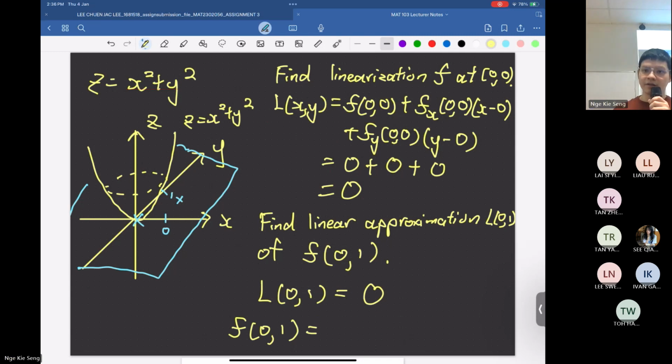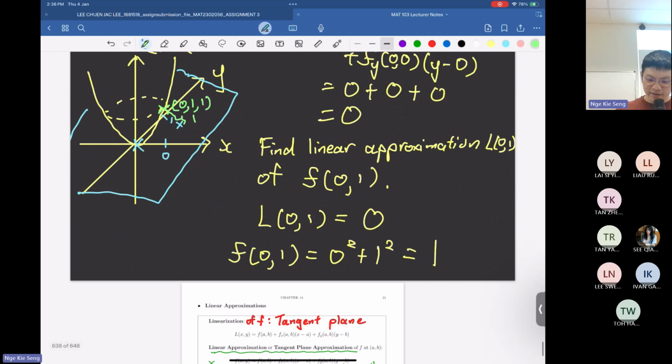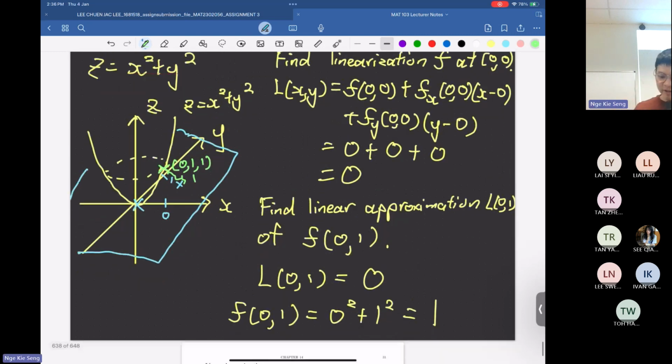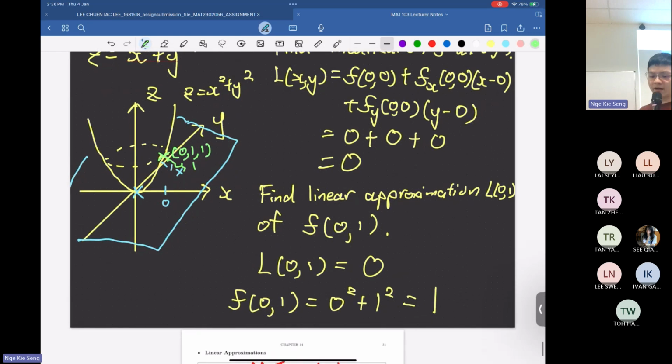What is f(0,1)? 0 squared plus 1 squared, which is 1. Where is this point? This point is exactly on the surface. This point is (0, 1, 1). So how far is it from (0, 1, 0) to (0, 1, 1)? How far is it? 1. So you can see that the linear approximation of f(0,1) is distance 1 away from the actual point. Can you see or not?